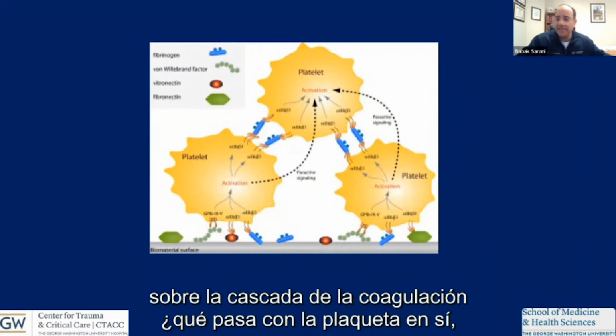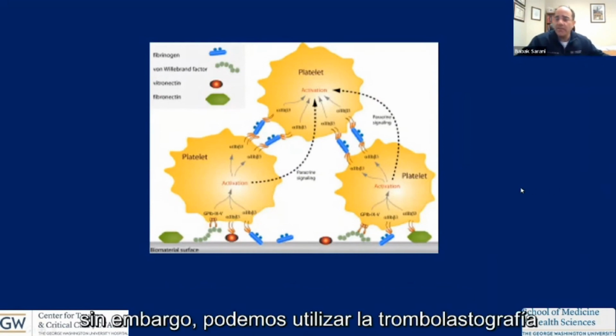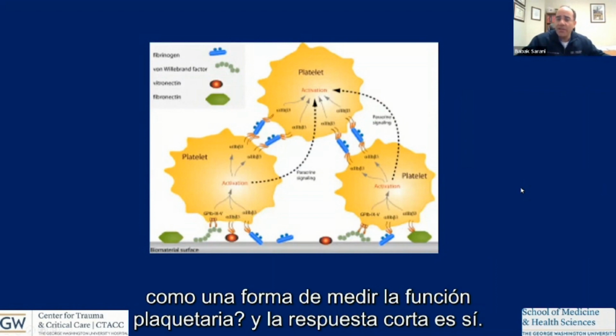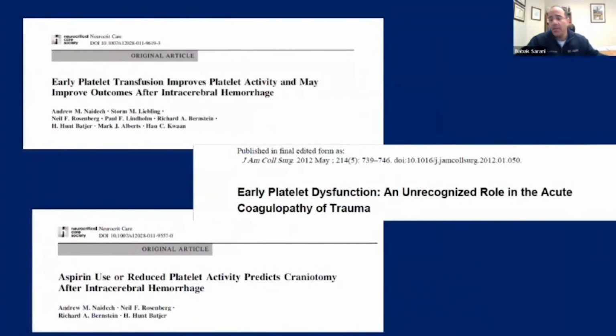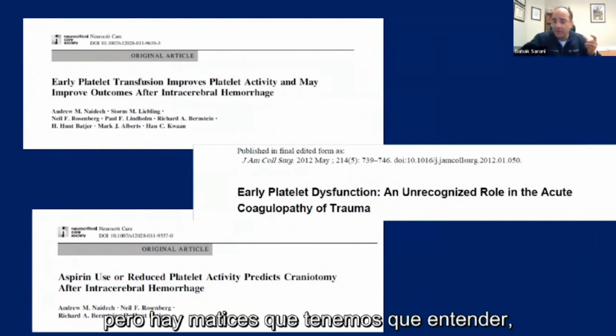What about the platelet itself, however? Can we utilize thromboelastography as a way to measure platelet function? And the short answer is yes, we can. We probably should. But there are nuances that we have to understand.